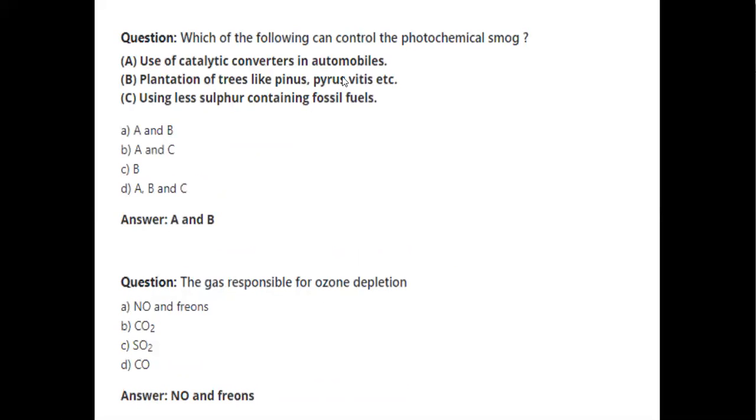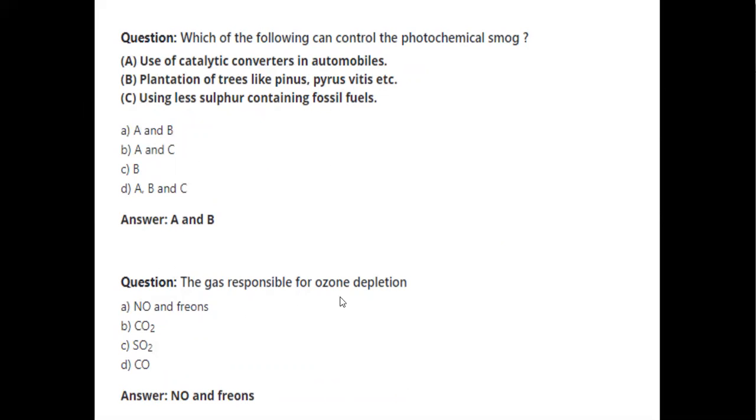Which of these following can control the photochemical smoke? Use of catalytic converters in automobiles, plantation of trees like pinus, pyrus, vitis, etc., using less sulfur containing fossil fuels. Your question is which of the following can control the photochemical smoke? Using less sulfur containing fossil fuel does not control photochemical smoke. Plantation of trees can control. Use of catalytic converter can control. So option A and B is the right answer here. Both are correct.